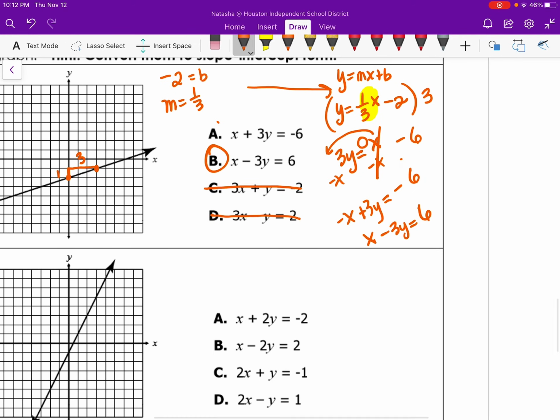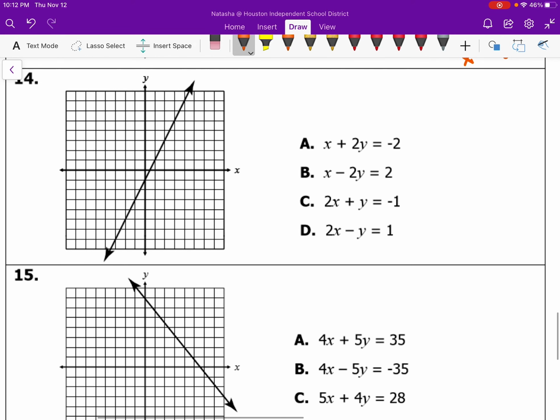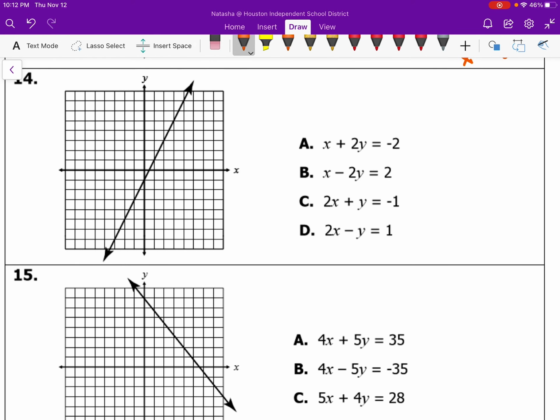All right. One of the ways that we could check our answer is to look at those coordinate points and plug those coordinate points into our equation and see if it is true. All right. Now let's go ahead and go over 14. I would invite you to try to do it on your own.